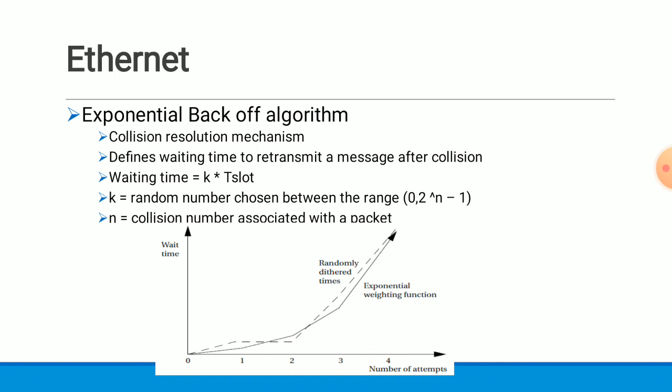The main disadvantage of this exponential backoff algorithm used in Ethernet is that if any node wins a collision, then its chance to win the subsequent collision is going to increase exponentially.